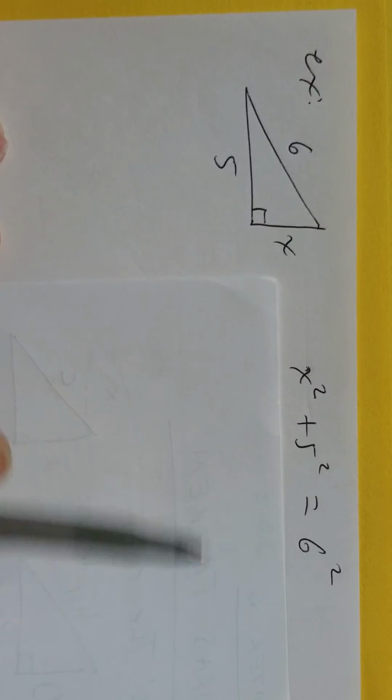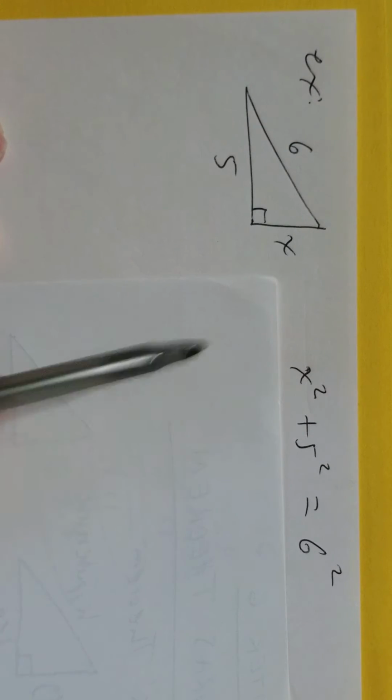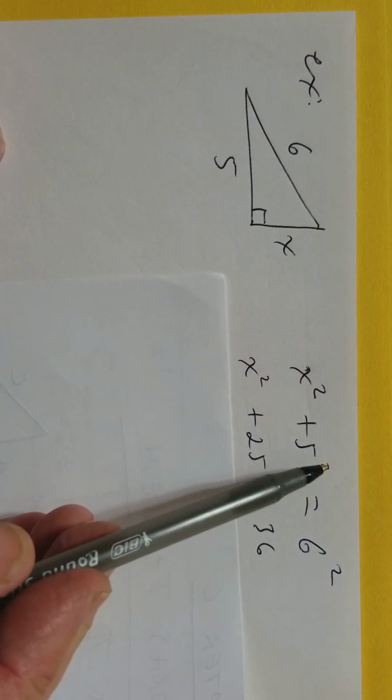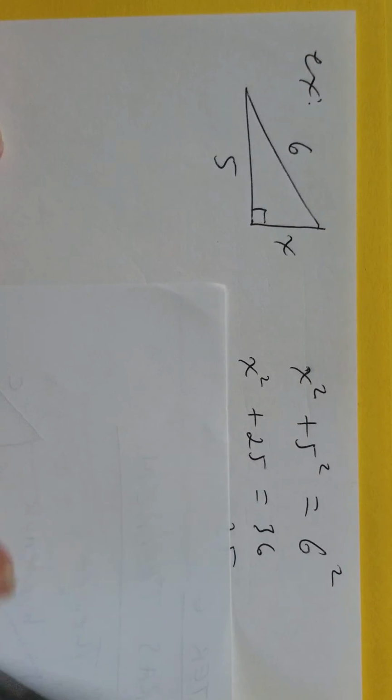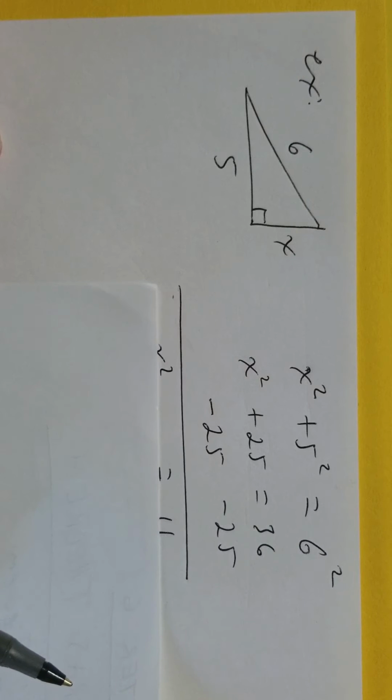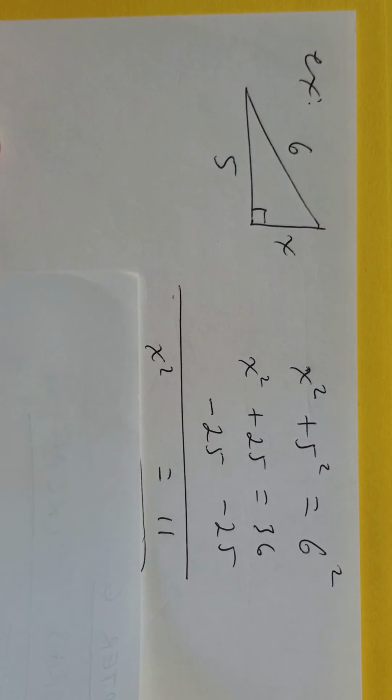Now we solve. I want to solve for x. So first, let's get rid of the exponents. 25, 36. Minus 25 on both sides. All I'm doing is solving the equation. X squared equals 11.